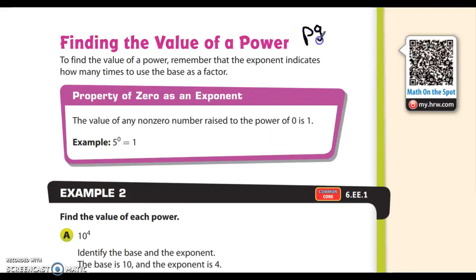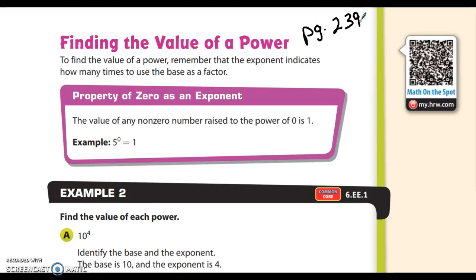We are on page 239, and this page teaches us how to find the value of powers. In other words, we're going to calculate totals. But first, we need to talk about the property of zero. So this purple box at the top.